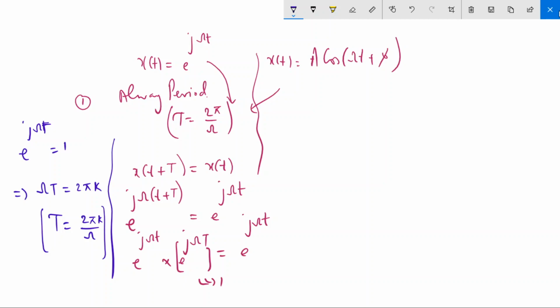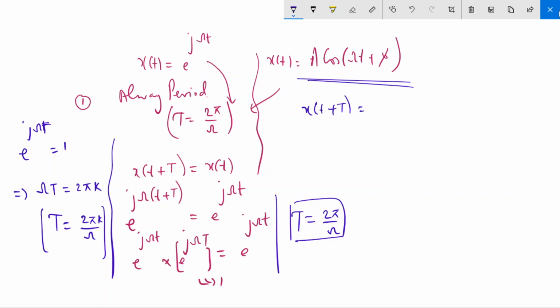If you put k equal to 0, even though this equation will be satisfied, the minimum value of k for which you will get the minimum time period is given by T is equal to 2 pi by omega. And the same case here, if you see, again if you take the same equations, you will get x of t plus T, that means x(t plus T) should be equal to x of t.